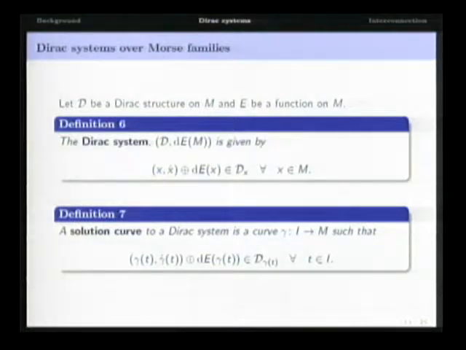So usually we have here the Lagrangian part. A way to solve these systems is to run an integrability algorithm, and then thanks to this Dirac system structure, we use the Hamiltonian part to be able to solve the system.